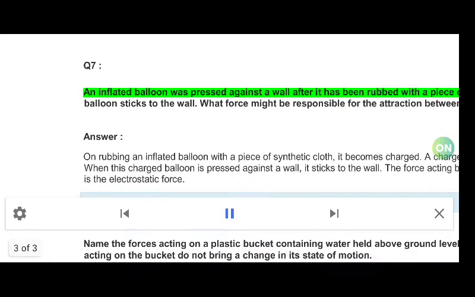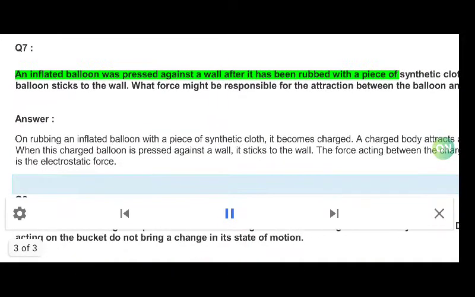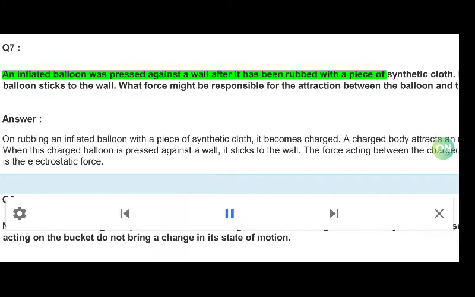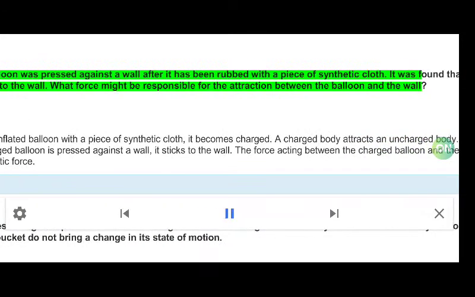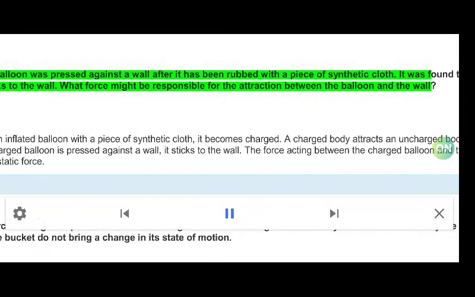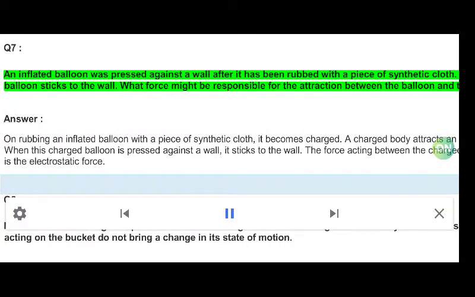Q7. An inflated balloon was pressed against a wall after it has been rubbed with a piece of synthetic cloth. It was found that the balloon sticks to the wall. What force might be responsible for the attraction between the balloon and the wall?